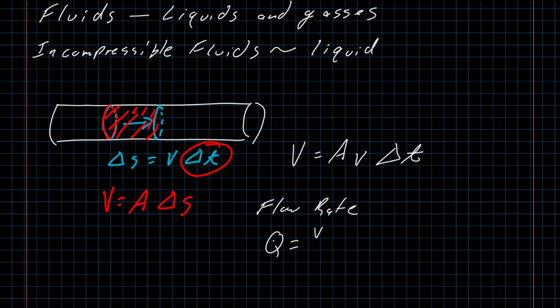And it's going to be the rate at which volume passes by. So it'll be the volume divided by the change in time. And if we just take this, we can just move this delta t over to the other side of the equation. And we get that the flow rate is the area times the speed.